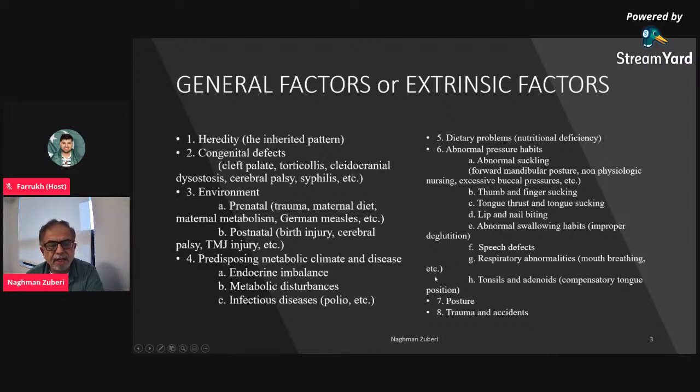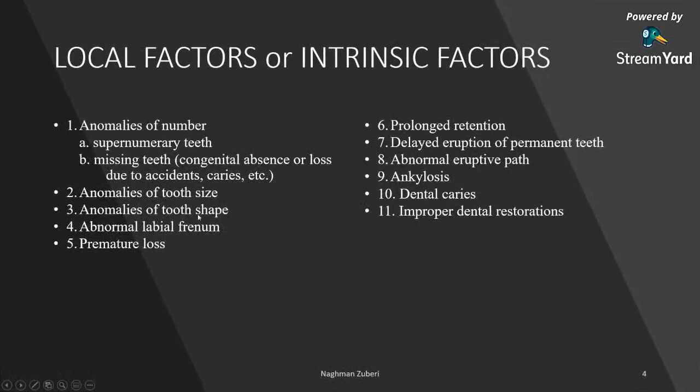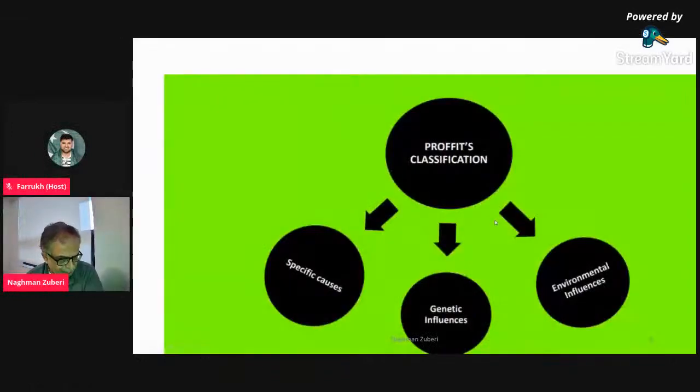And then he had also classified under the heading of local factors or intrinsic factors like the anomalies of number, that is supernumerary or missing teeth, then anomalies of the tooth size like macrodontia, microdontia, anomalies of the tooth shape, abnormal labial frenum, premature loss of the deciduous teeth, then prolonged retention, delayed eruption, abnormal eruptive path, ankylosis, and then dental caries and improper dental restorations.